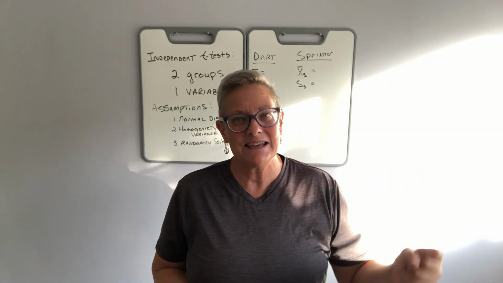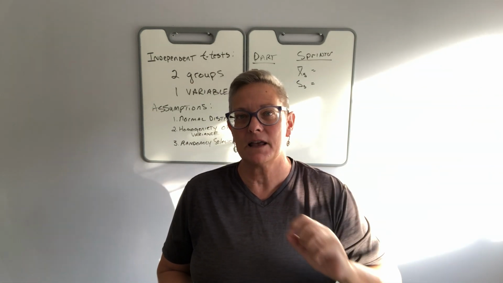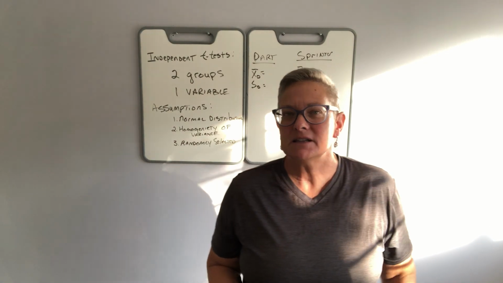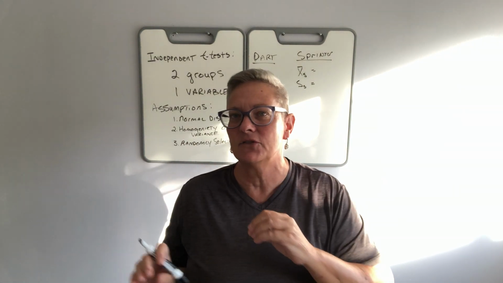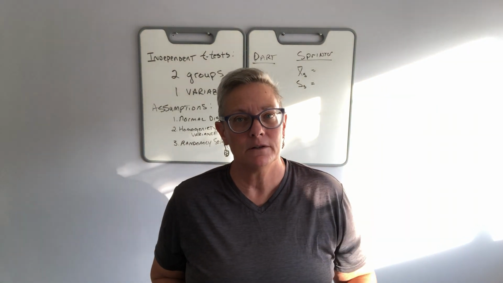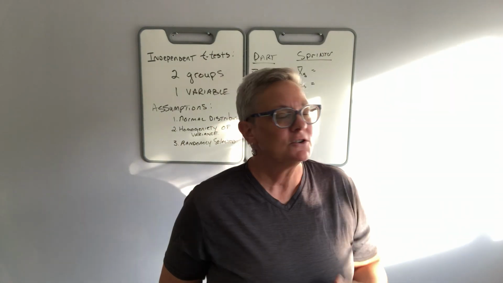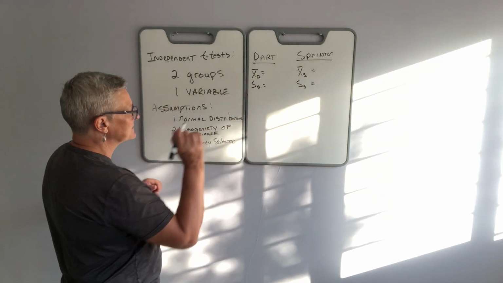I can't select who I want to select. I have to do it randomly, because if I just select certain things, I've already predetermined the answer to this question. So we want to make sure there's random selection.